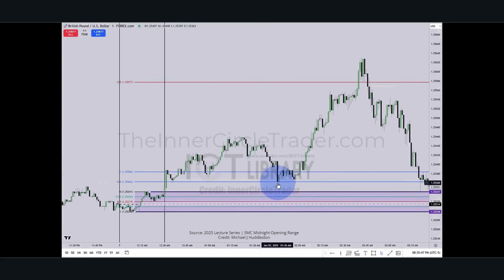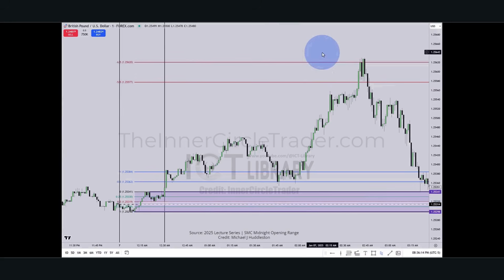Look at the bodies here. And then look what it creates right there. Relative equal lows. You see that? That right there is a trap. They're just letting that look like it's just real good support. And then they rally it higher up.